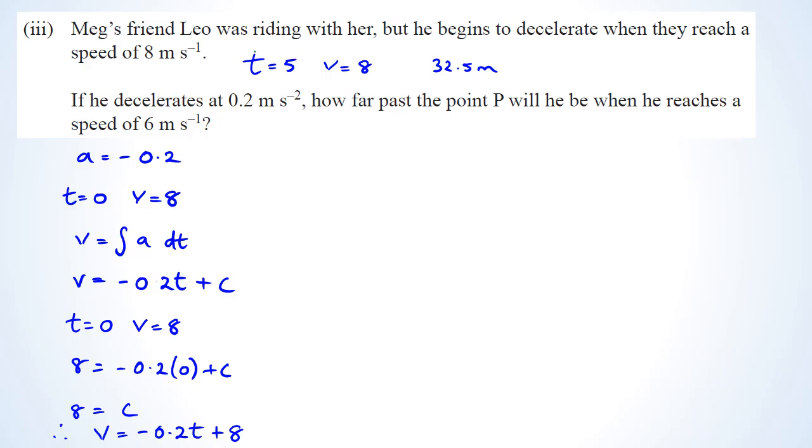Now for the distance, we're trying to find how far past the point P they'll travel. So I still need to work out the distance formula, which is, I shouldn't use D, I should use S. S is the integral of velocity with respect to t. But I want to figure out how much distance they travel after they decelerate, which means I'm going to put t equals 0 and S is also equal to 0.